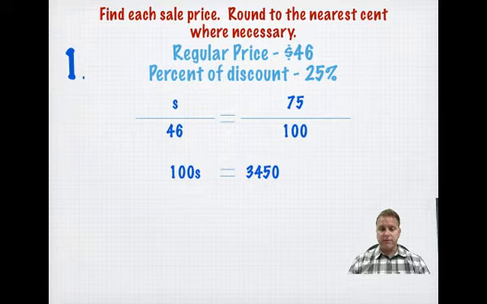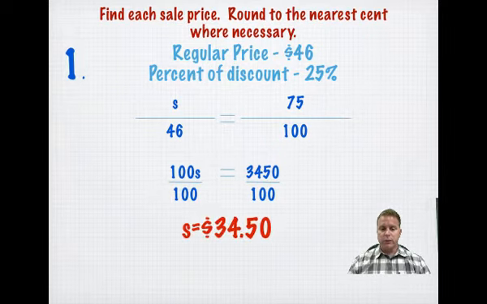And that came from 46 times 75. Again, if you want to use a calculator, you can. You divide by the number next to the variable. The variable is S in this case, our sale price. So we divide both sides by 100. And we will get a sale price of $34.50.